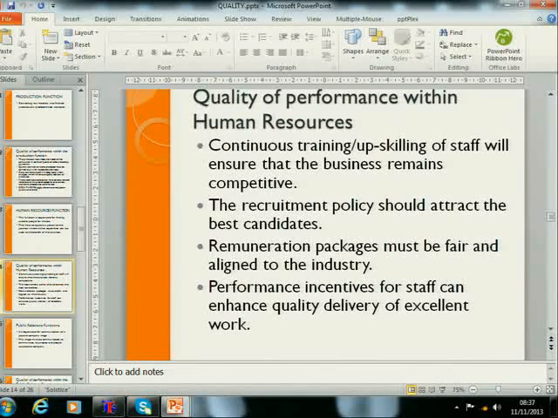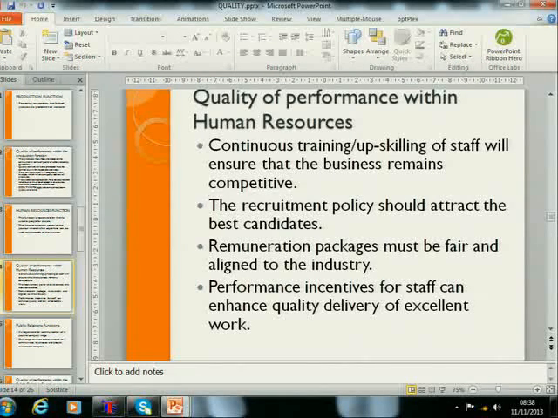Remuneration packages must be fair and aligned to the industry. If you advertise jobs and you place skilled people there, what you are talking about here is that you should remunerate people in a way that will satisfy them, attract them to the business and sustain them. You don't want to see the business having this group of employees now, another group the next day, another group the next day. I mean, you are not going to get quality in such a situation. You've got to ensure that the business sustains the staff. You can only do that if your remuneration packages are fair and aligned to the industry.